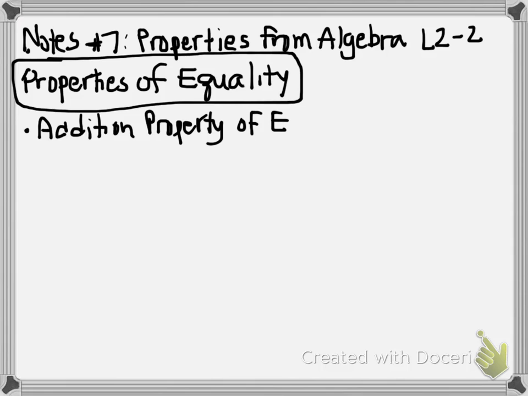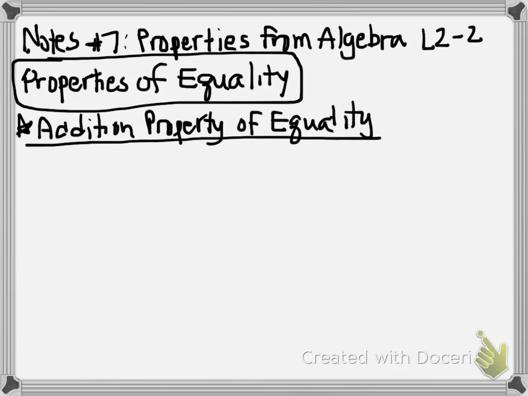Now because these have names, you just need to use the name in a proof. You don't have to write out examples. And I forgot, we need to put stars and underline. So the addition property of equality you used a ton of last year. When you were doing opposite operations, you added the opposite to both sides in order to get something to go from the left side to the right side or to isolate a variable. So you've used this property.